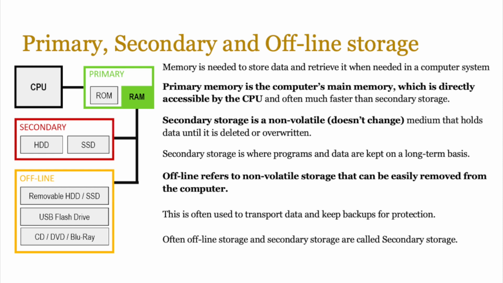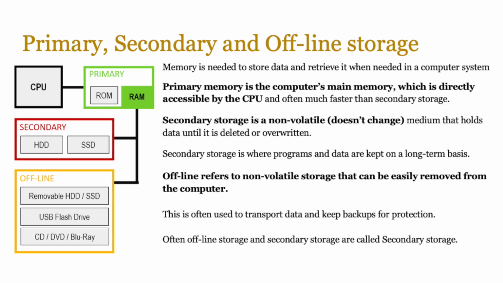Primary memory is the computer's main memory, and this is directly accessible by the CPU and often much faster than all other types of storage. Now, you'll probably hear me interchange the words primary memory, primary storage. They're more or less the same thing. Memory and storage are often interchangeable. However, to make the distinction between RAM and ROM a lot easier, we call it memory because it's random access memory and read-only memory. And for all other devices like hard drives, SSDs, CDs, we call it secondary storage.